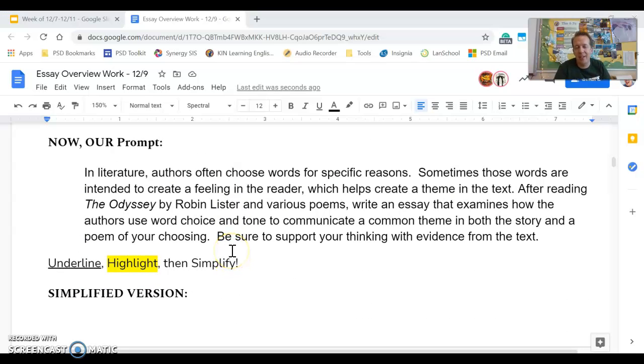So this is now the real prompt that we are going to be writing to. This is the prompt that will fuel our essay that we're going to be working on for the next couple of weeks. So let's read it together.